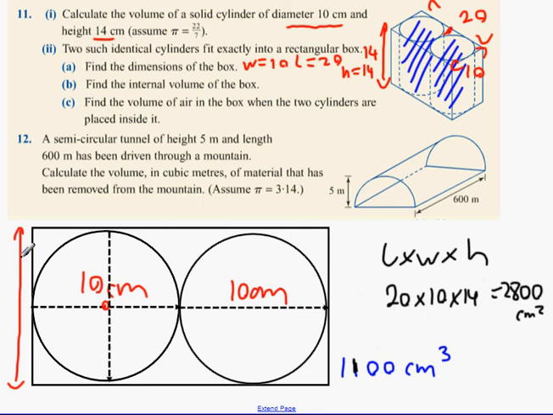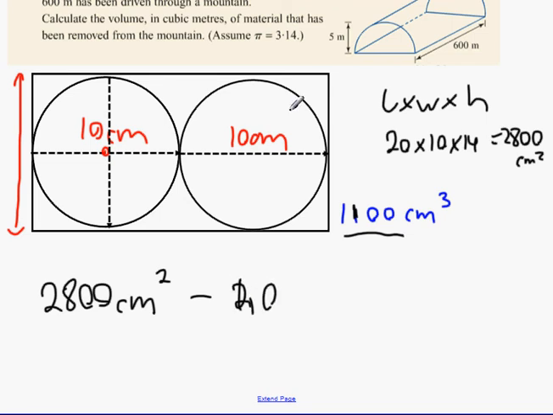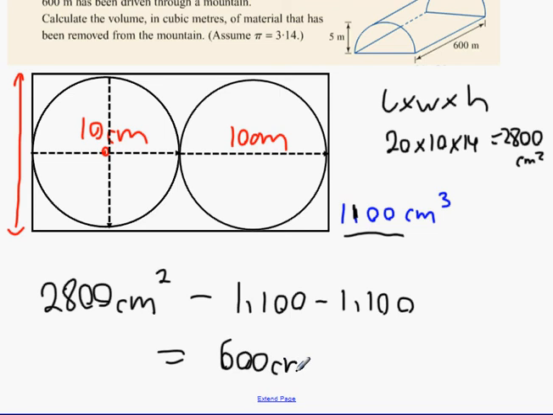Now guys, find the volume of air. So what volume do the cylinders not take up? 2,800 is the volume of the box. How many cylinders are there in the box? 2. What's the volume of one cylinder? 1,100. So take away 1,100 twice. Do you understand what I'm saying? Because you have the volume of the box and take away the volume of your two 1,100s, and what do you get? There is 600 centimeters cubed of air inside the box. Is that right?